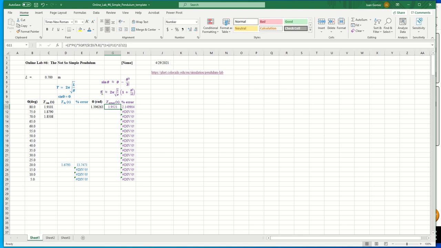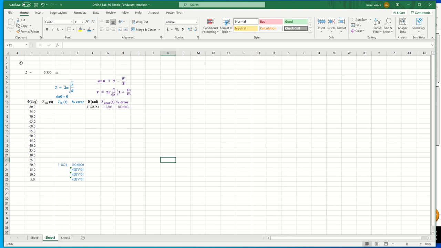So to get an equation for the period, we need to expand sine theta in a power series, and for us, we just keep the first two terms. Then go ahead and do the same thing: cut your length in half and do the same thing. And again, I would get all your simulation values first.